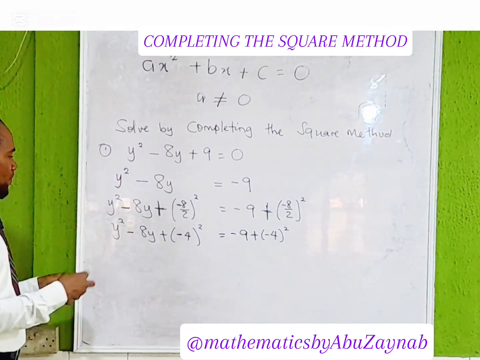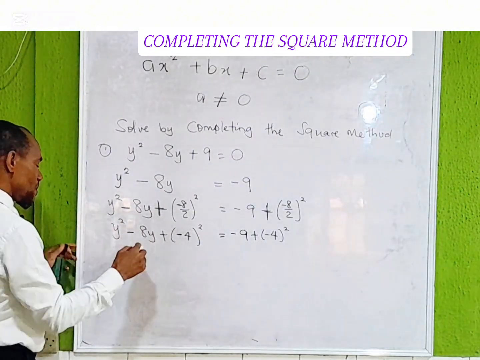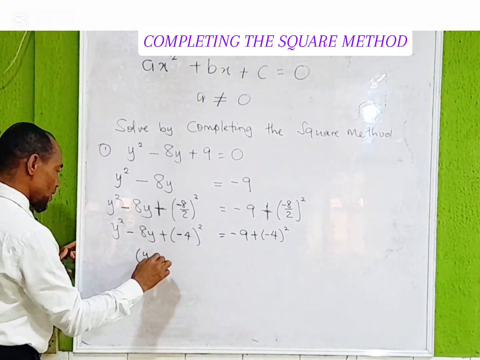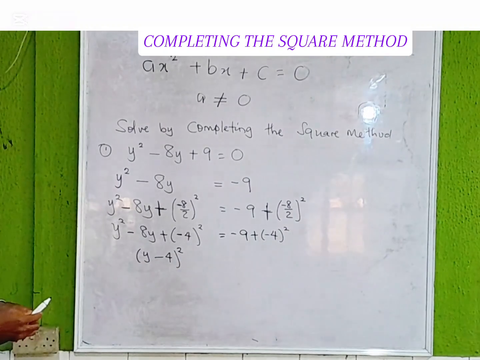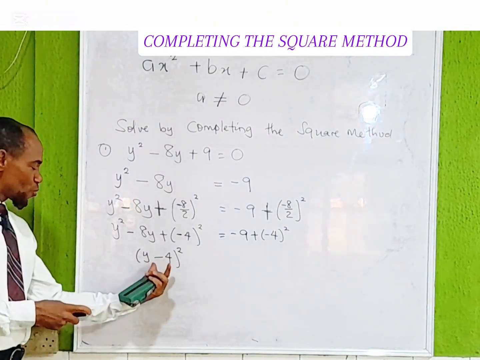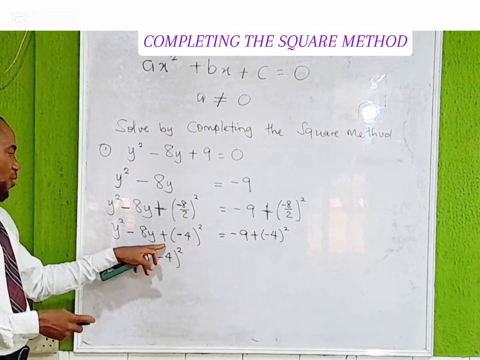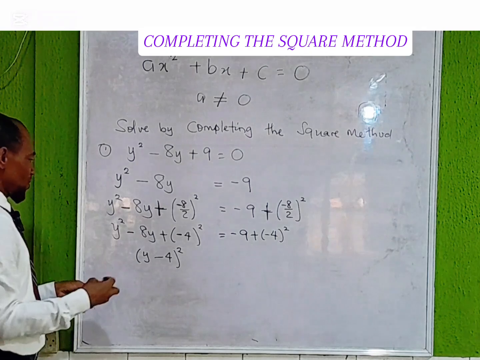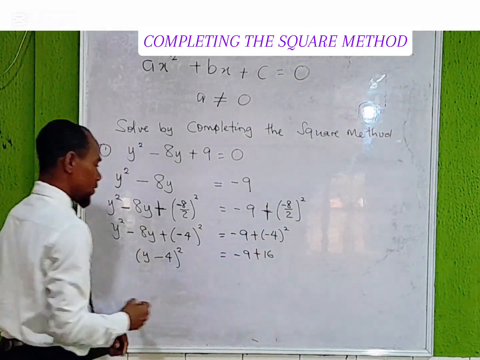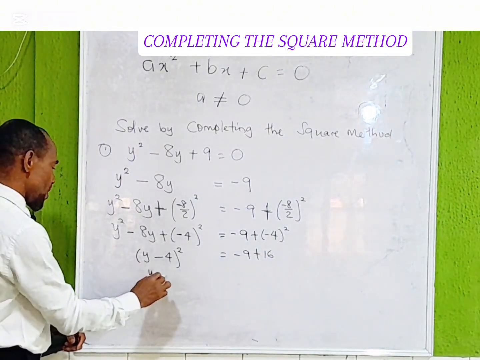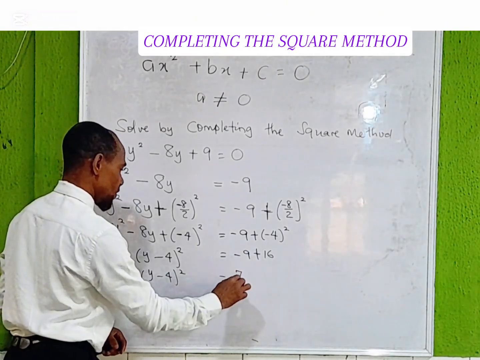Then the next step is the two values that have the square, which are y and minus 4, must be in the same bracket. I have y and minus 4, and the square is outside. I have completed the square here now. So if actually I open this bracket by expanding, I am going to get exactly this y squared minus 8y plus minus 4 squared. Then equals to minus 9 plus minus 4 squared here is 16. Then I have y minus 4 all squared equals minus 9 plus 16 is 7.